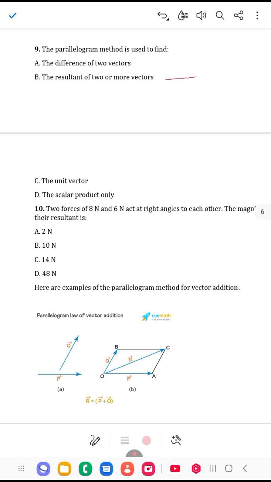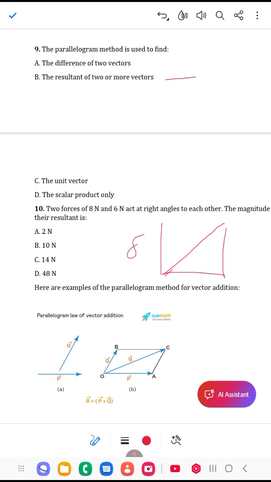Two forces of 8 Newton and 6 Newton are at right angle to each other. So I've already said that when two forces are perpendicular to each other and we want to find the resultant, we make use of the Pythagoras theorem. I hope you understand. So this will be the resultant. If this is 8 Newton here, this will also be 8 Newton and then this will be 6. So we make use of Pythagoras theorem. So 8 square plus 6 square. 8 square is 64, 6 square is 36, and that is 100. So the square root of 100 is 10. So the answer here is B.